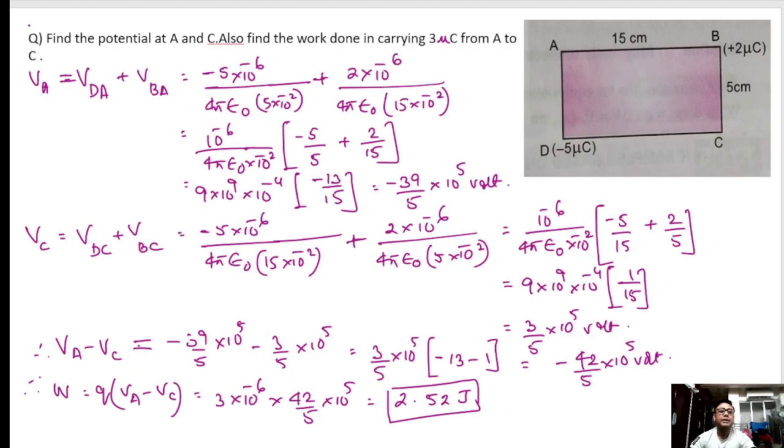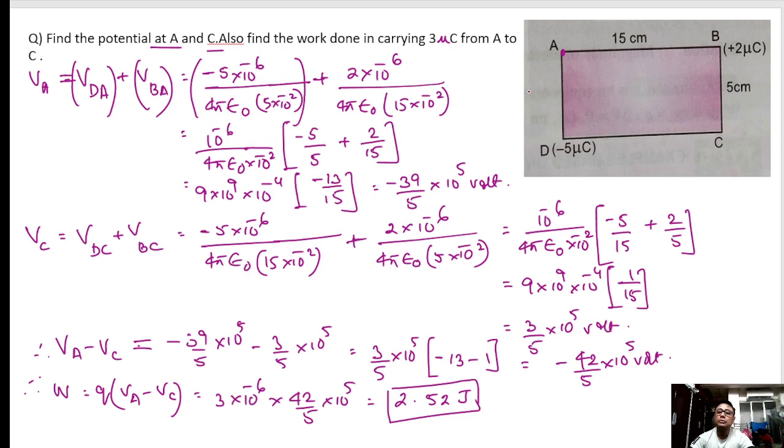Let's see the next sum, friends. Find the potential at A and C. At A, the potential will be due to both the charges, the plus 2 microcoulomb charge and the minus 5 microcoulomb charge. So at A, the potential will be due to D at A and due to B at A. This is due to the charge minus 5 microcoulomb at A.